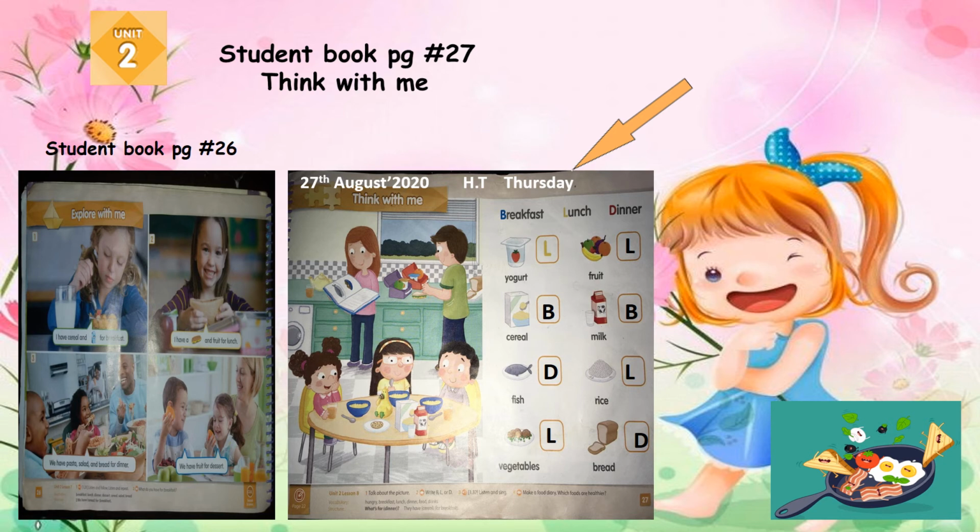Now fish, when you will have your fish in dinner, you will write D there. And look at the rice picture, there you will write L. Then vegetables, there you will write L. And bread, you will write D there.